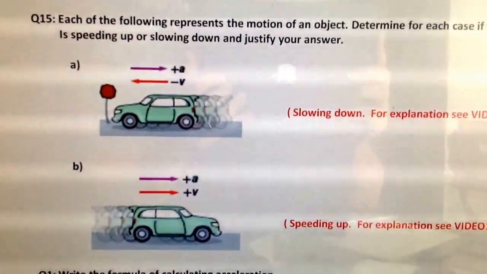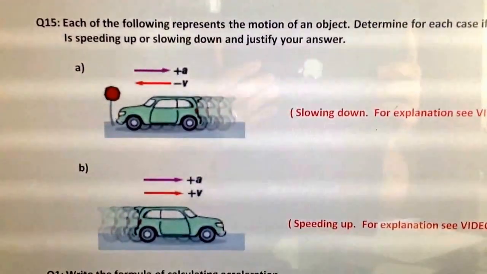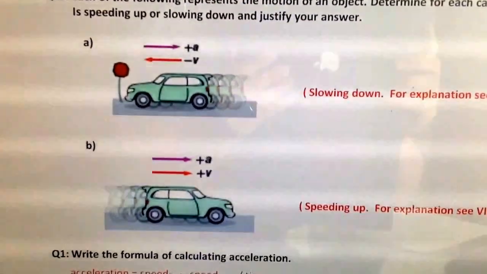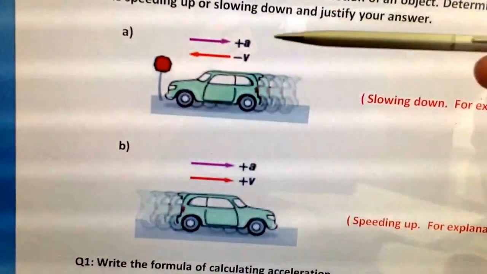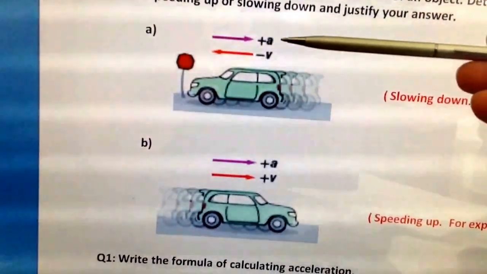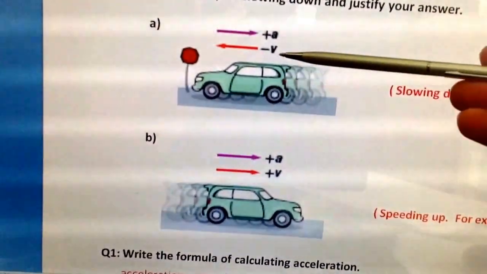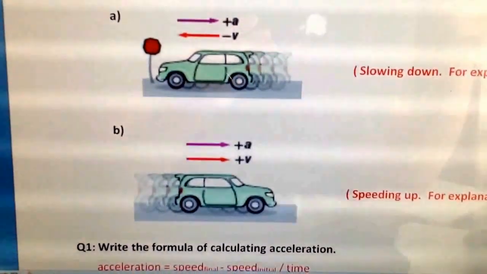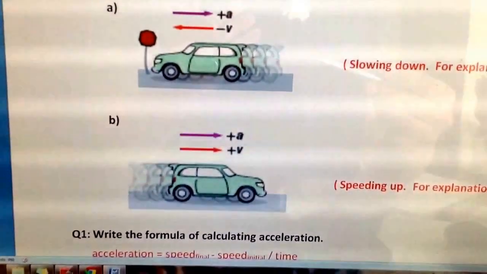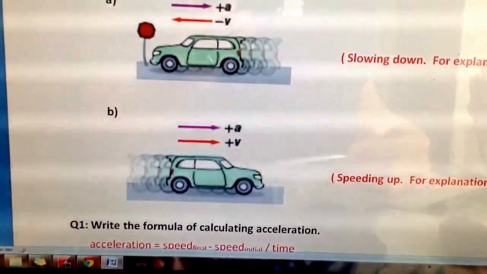Okay, so this first question that we're going to focus on is about when you're given two directions. One direction for the acceleration and one direction for the velocity or the speed. There's a simple way to know if the car is speeding up or slowing down.